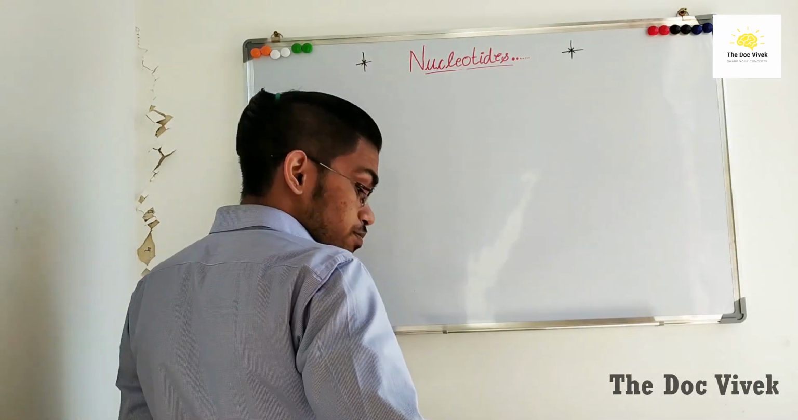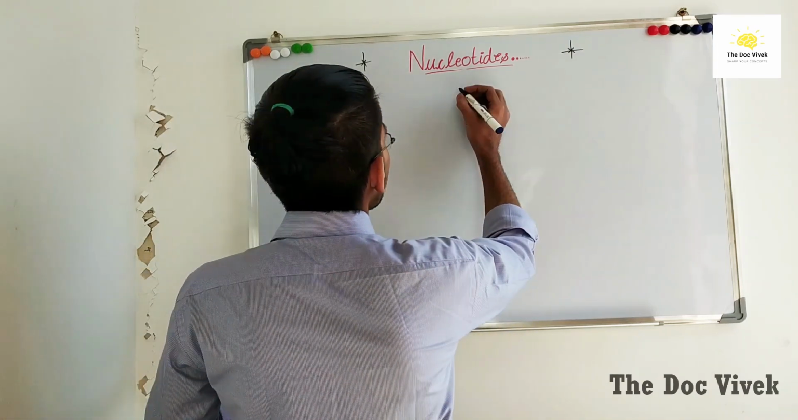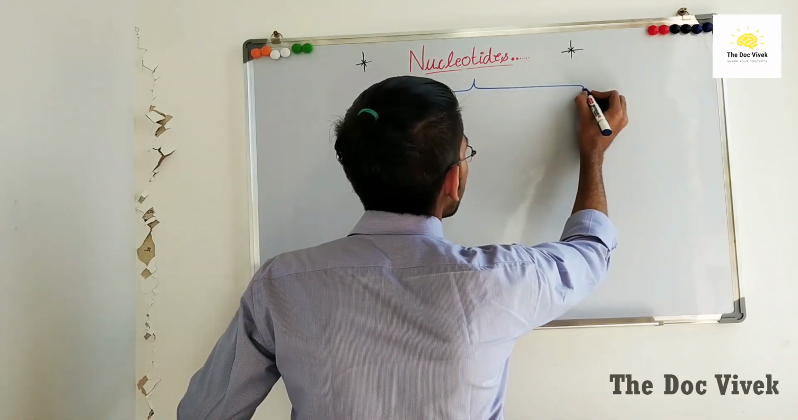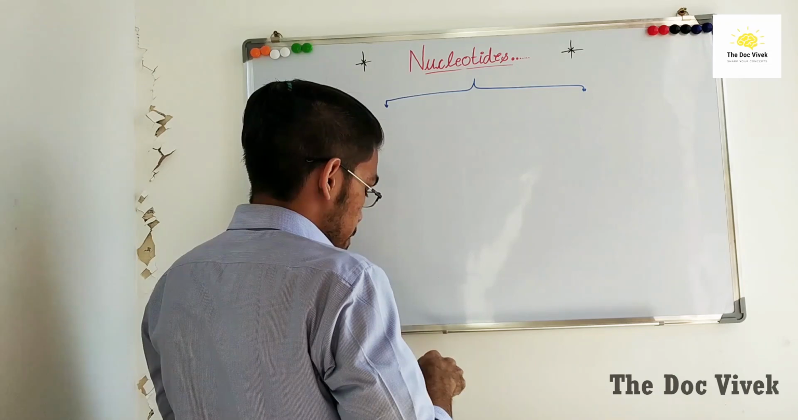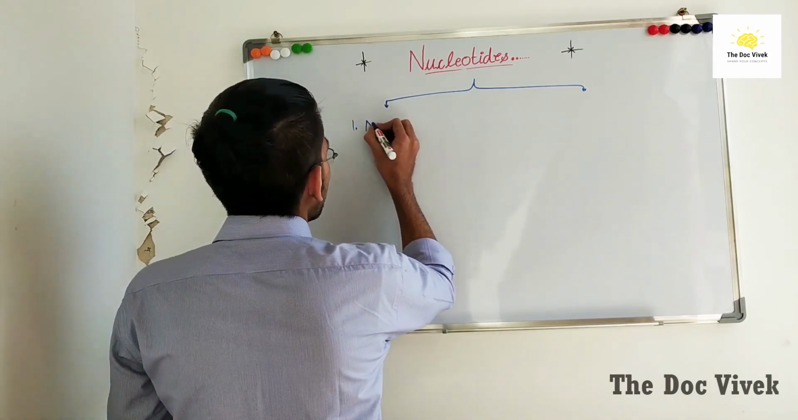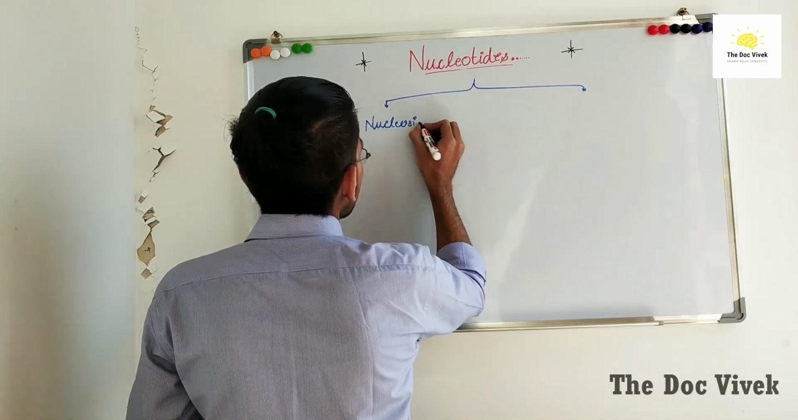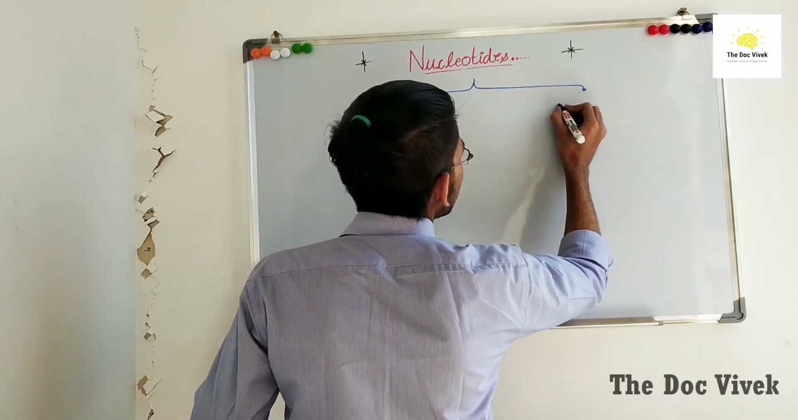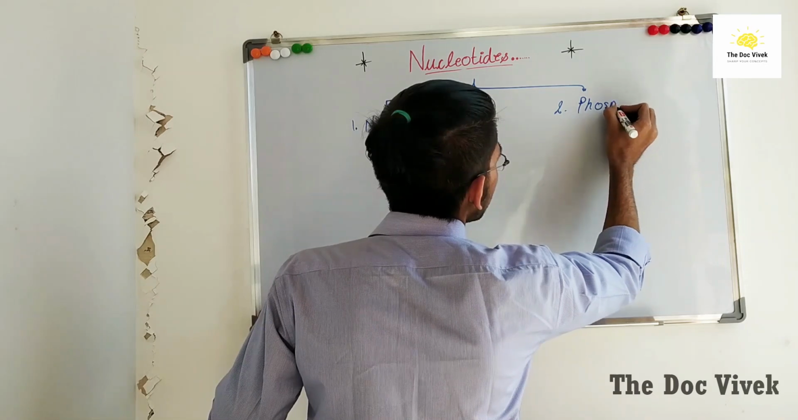So nucleotides comprise two subunits. The first one is nucleosides, and the second one is phosphoric acid.